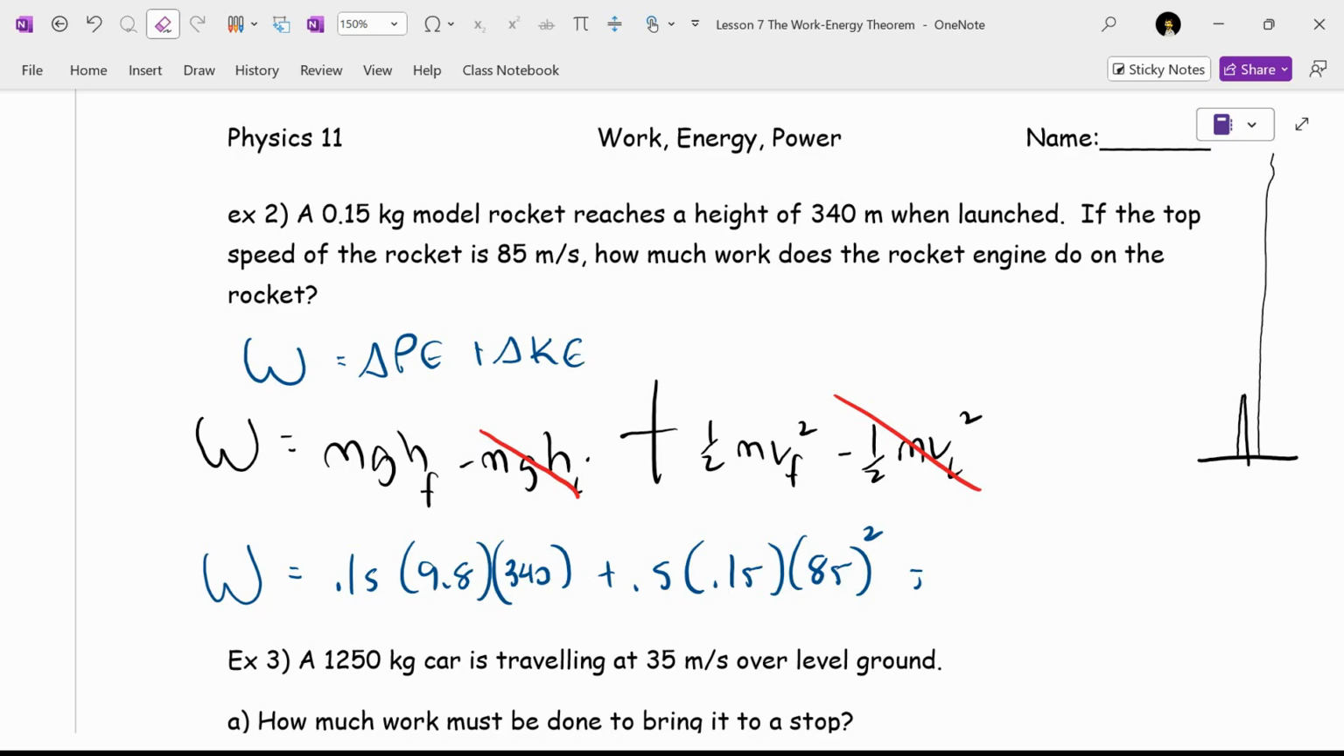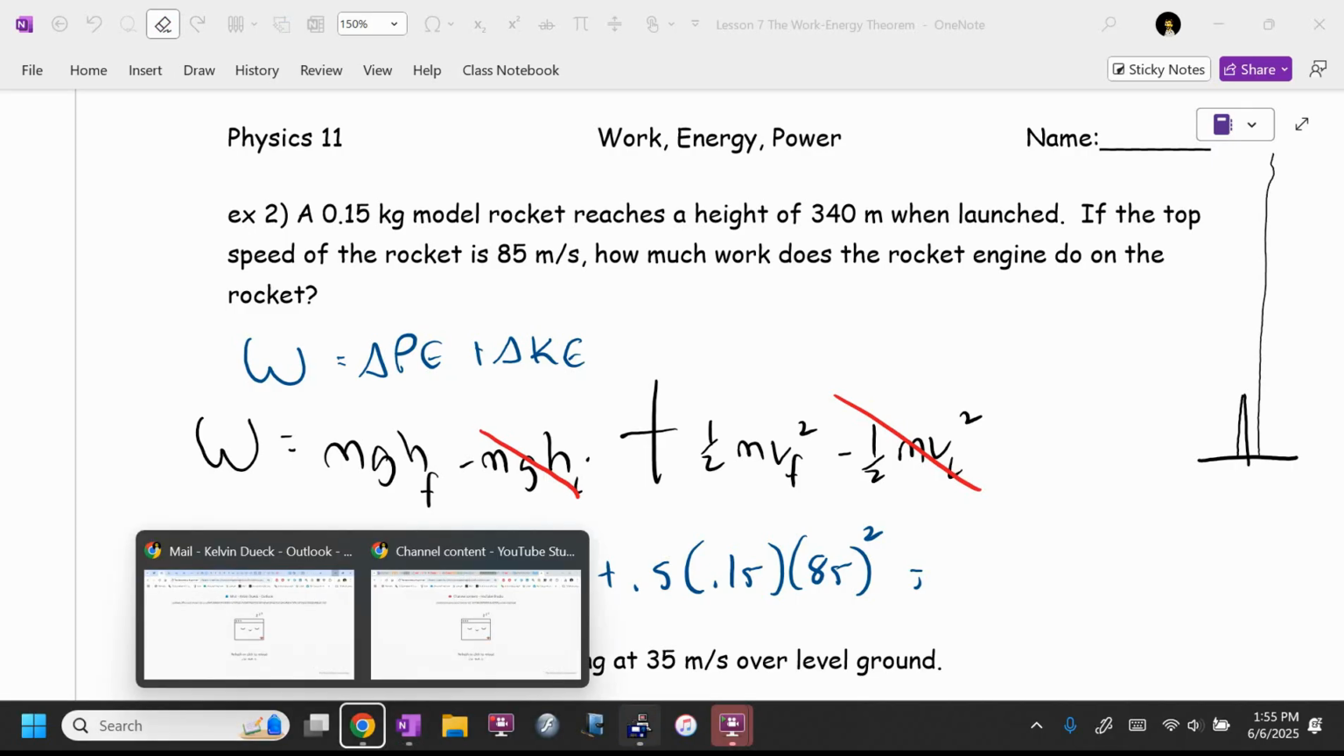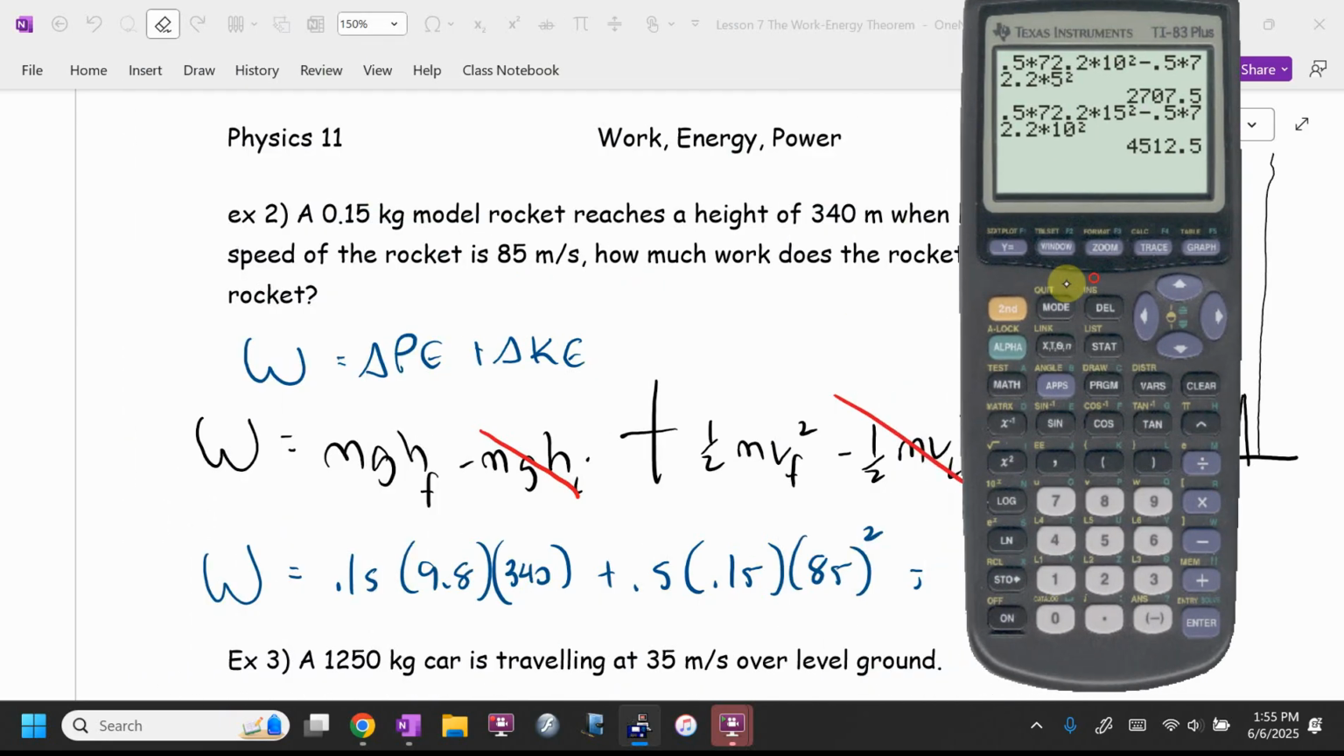How much energy does this solid rocket booster engine have to have in order to do this? And then if you know how much energy you get per gram, now you know how many grams of rocket fuel to put in your engine. And if you go work for NASA, you just scale this way, way, way, way, way up. 0.15 times 9.8 times 340 plus a half mv, don't forget the squared. I'm getting 1041.67. I'll call it 1042.